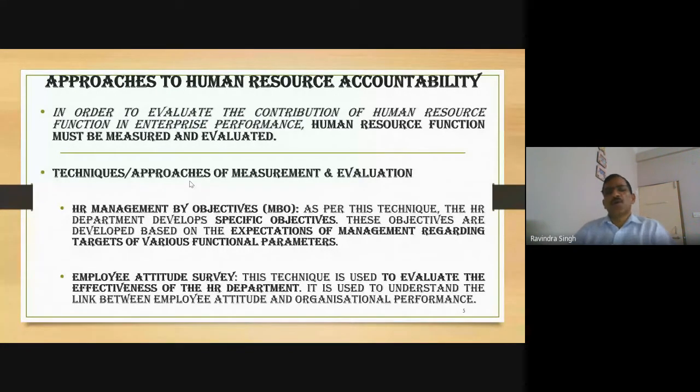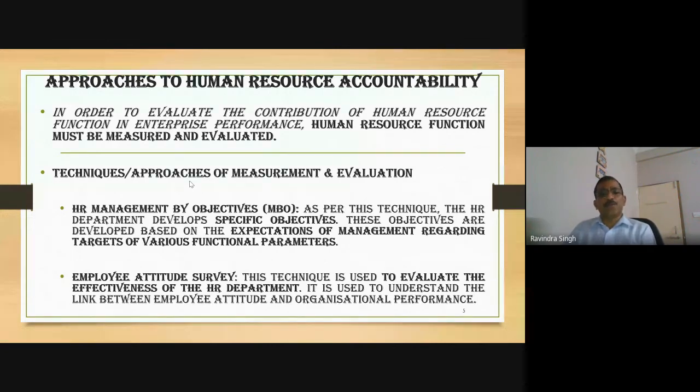चलिए ठीक है, okay, now I am interested to put good people with high salary, high support, then how to evaluate this? In order to evaluate the contribution of human resource functions in enterprises, performance of the human resources function must be measured and evaluated. Techniques, approaches of measurement and evaluation. These are some techniques which you will go through in your other syllabus also, in your day-to-day life with your peer groups, families, and other concerns.